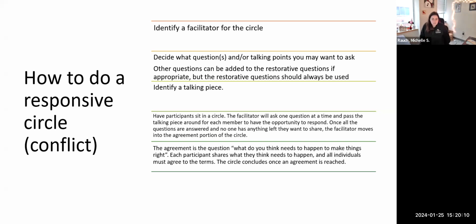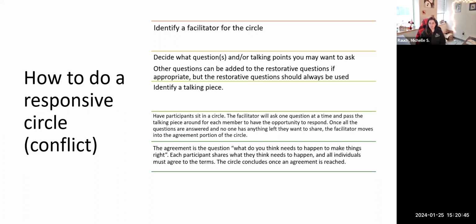The facilitator is going to want to decide on what questions or talking points should be asked. Some questions can be added to the restorative questions that I mentioned previously, but those restorative questions should always be used in every responsive circle. You can add on things that are specific to the incident that maybe aren't covered under the restorative questions. They may be modified a little bit, maybe multiple things happened during a situation. So it's what happened at this point, what happened at this point.